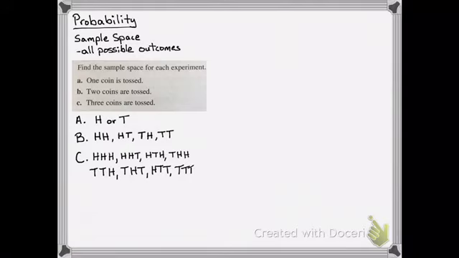So, once we have the sample space, from here, that leads us into the next topic, which is probability. Probability, the probability of an event happening, we signify like this. Okay, that means the probability of an event happening, whatever that event is.